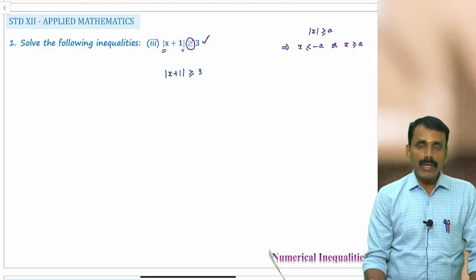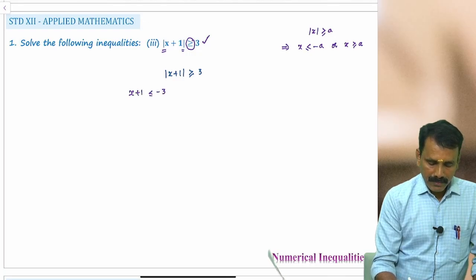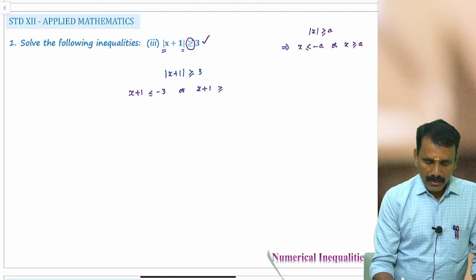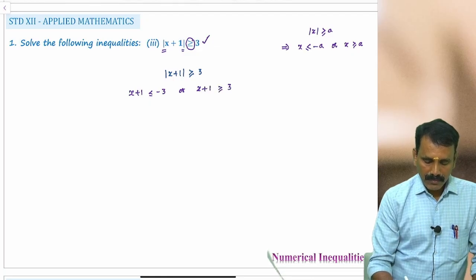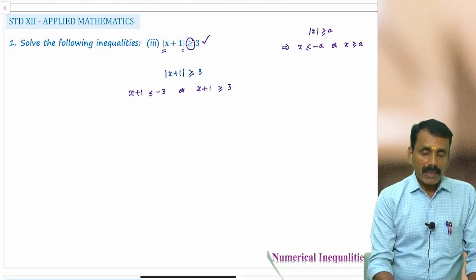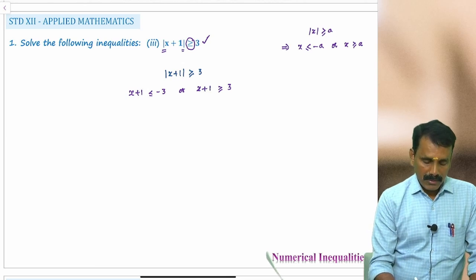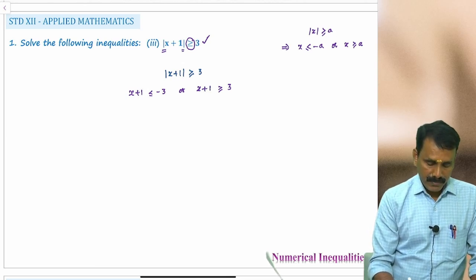We split into two inequalities. One is x plus 1 less than or equal to minus 3 or x plus 1 greater than or equal to plus 3. One is less than or equal to, the other one is greater than or equal to. When you write less than or equal to, you have to write negative symbol, and when it is greater than or equal to, it should be positive symbol. Now, how to remove this expression?